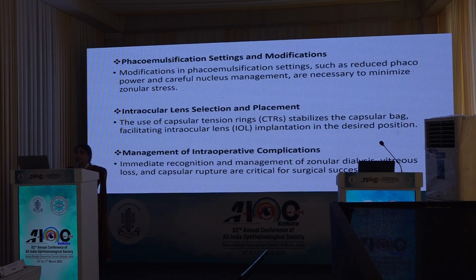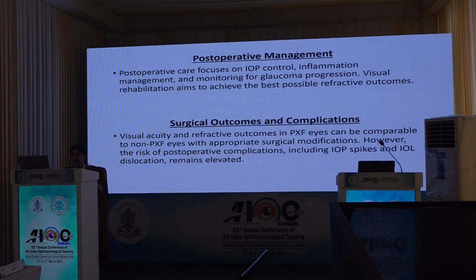So what about the phacoemulsification settings? We have to reduce the phaco power. The entire process has to be slow, so all the parameters have to be low. Capsular tension rings should be used on an as-needed basis. If required, like if there is a 3-quadrant to 4-quadrant zonular weakness, we can put in a CTR. Then appropriate recognition and management of zonular dialysis, vitreous loss and capsular rupture should be done. Iris claw lens has already been discussed. In such cases with marked zonular dialysis, we can use an iris claw lens.